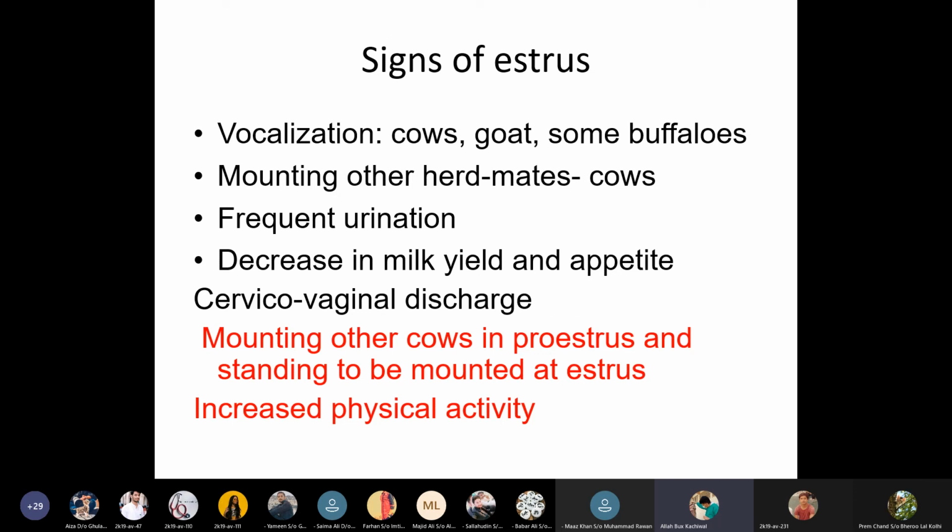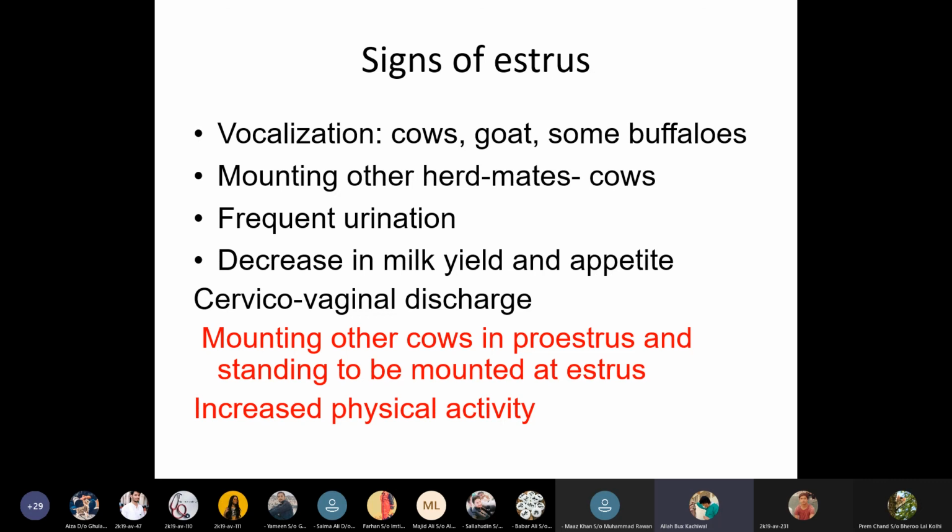The signs of estrus are vocalization: the cows, goats, and some buffaloes vocalize. Mounting other herdmates: the cows may mount other animals. Frequent urination is one of the signs of estrus. There is a decrease in milk yield and appetite, and cervicovaginal discharge is seen.